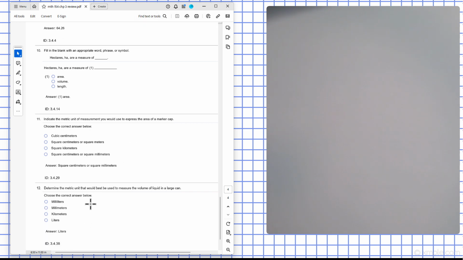Determine the metric unit that would best be used to measure the volume of a large can. So look at each one of these here. Milliliters, that's too small. Millimeters is the wrong unit. That's the unit of length. Kilometers is the wrong unit. It's the unit of length. The correct answer is liters. And that's number 12.